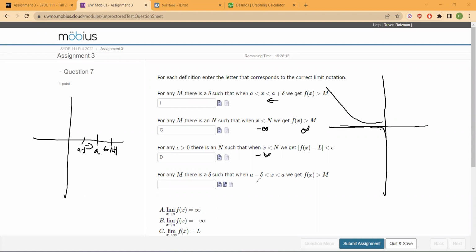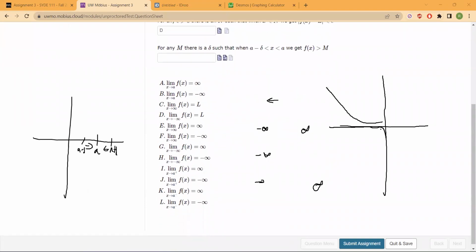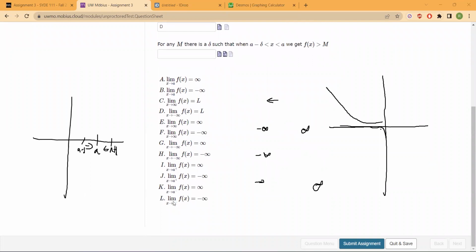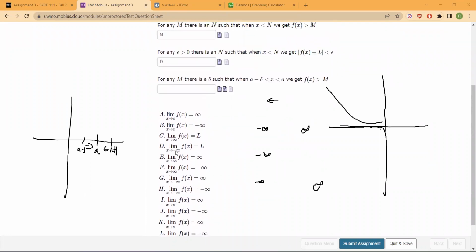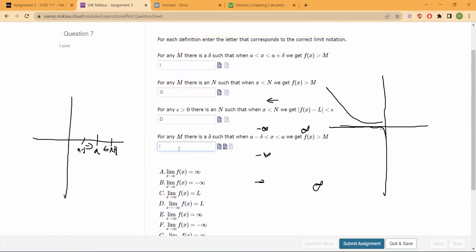Finally, over here, as we discussed in the beginning, this is approaching from the right side, from the left side, and f of x is going to infinity, as we discussed before. So as x is approaching a from the left side, it goes to positive infinity. So that's k.